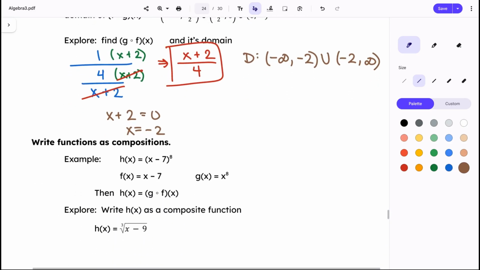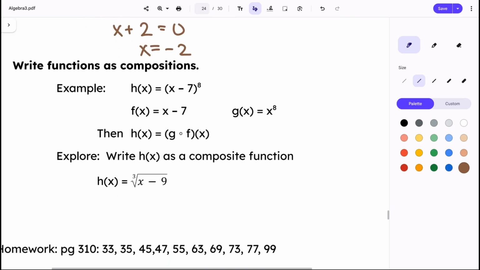Last thing is they're going to maybe give you an equation, and they're going to want you to split it apart into the two functions that they maybe used a composition on to get to this answer. For example, if I have the combined equation h of x is saying that it's x minus 7 to the 8th power. I would want to be able to write this out as two separate equations.